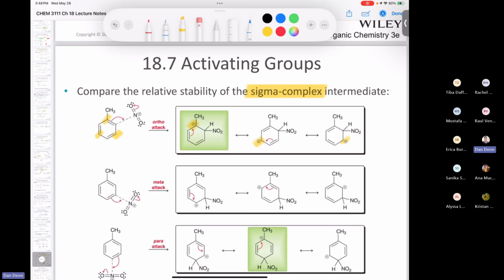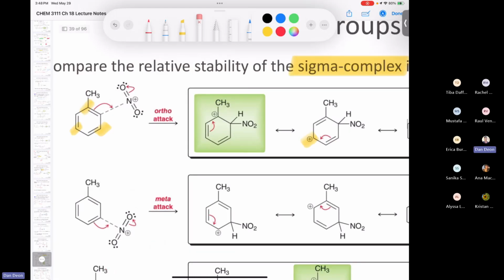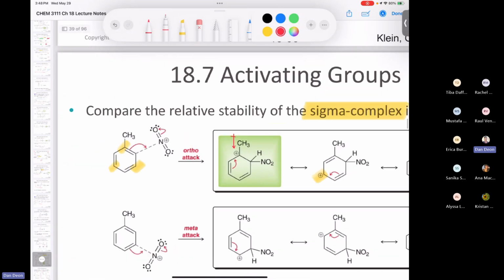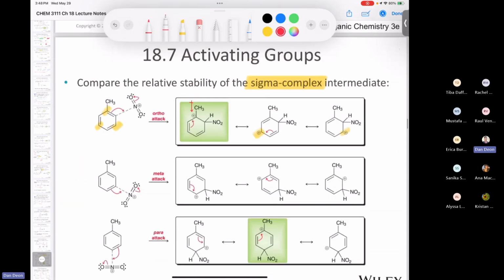Well, what makes the one in the green box so special? Remember that a methyl group is an electron donating group, right? So it's going to dump electron density down in there. And so that sigma complex, that resonance form in the green box is going to be particularly stabilized. Why? Because the methyl group is dumping electron density into that positive carbon, that carbocation, which stabilizes it.